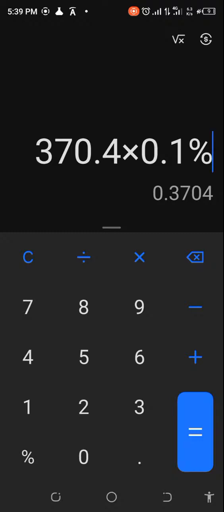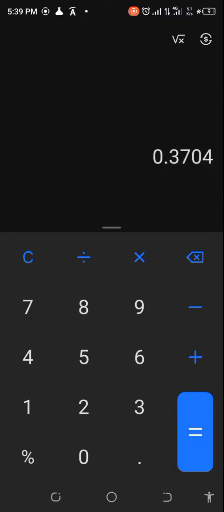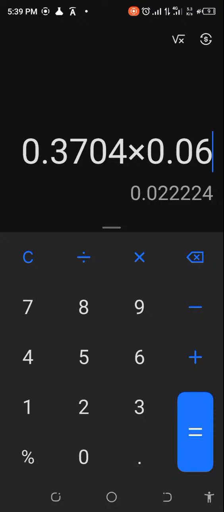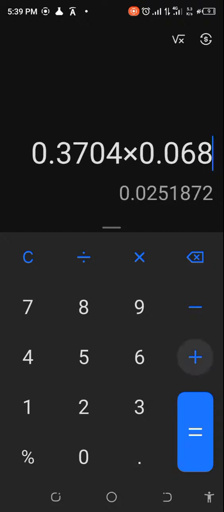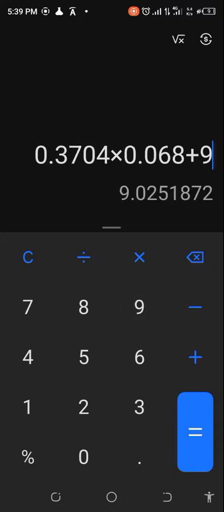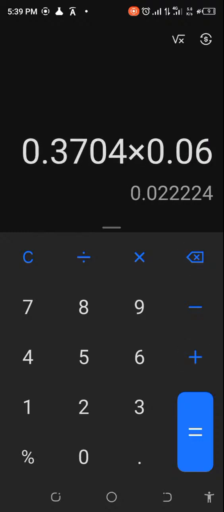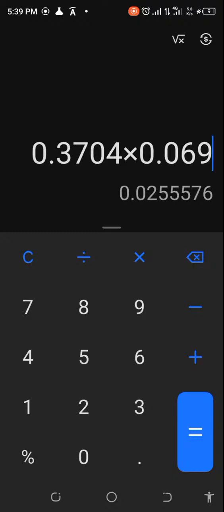All right, so for us to know what that is in dollar terms, we'll multiply it by the price of one TRX, which is 0.069. Okay, so that's for us to get an idea. You can see it's actually like 2 cents, like 0.025 cents.